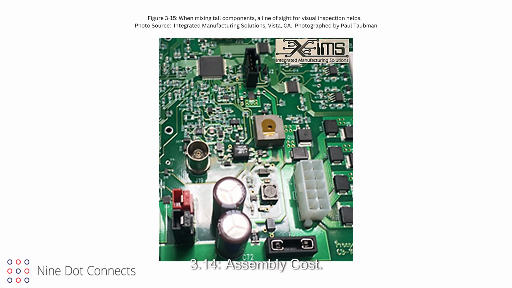3.14. Assembly cost. This is the cost of having the components purchased, and boards populated with components. It's very rare for assemblers to place SMT components by hand, especially due to the microscopic size of most components. Automated pick and place equipment is used for this operation.